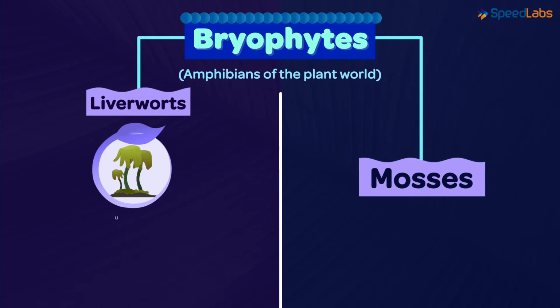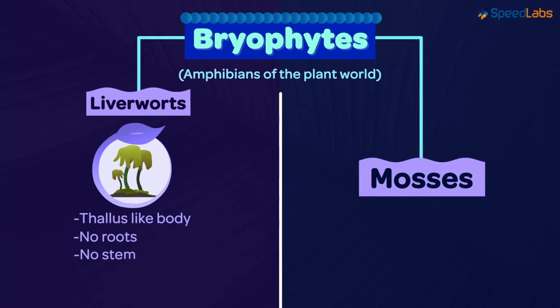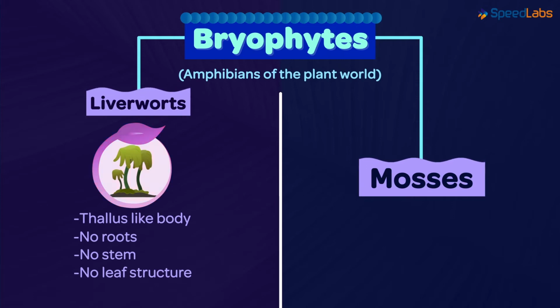Liverworts like these have a thallus-like body which appears to be flat and ribbon-shaped. The leaf-like structures are actually the complete plant body. So there is no specific root, stem or leaf structure. The whole plant is composed of these flat ribbon-like structures. Examples of this type include Riccia and Marchantia.